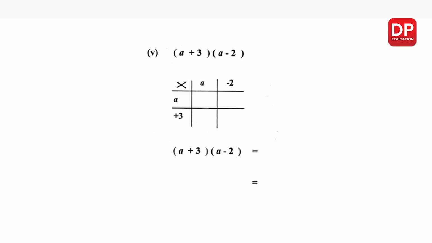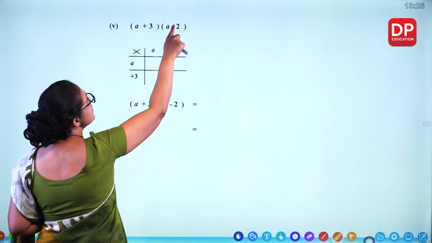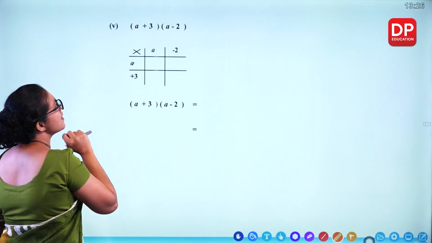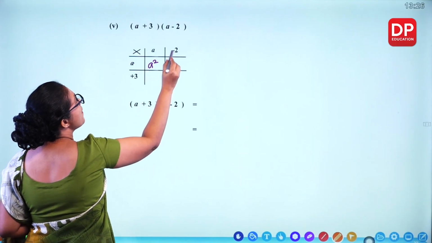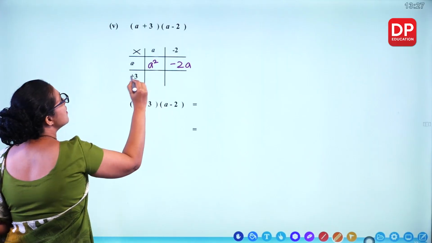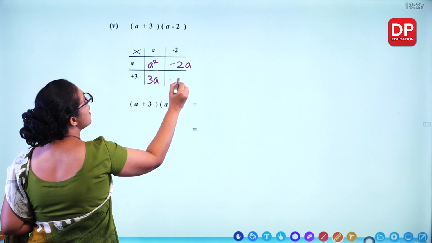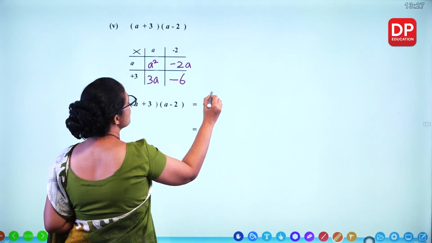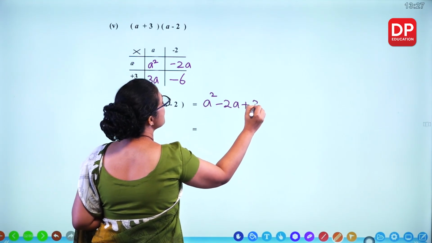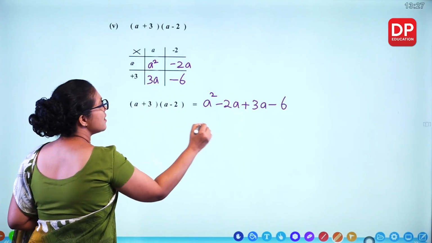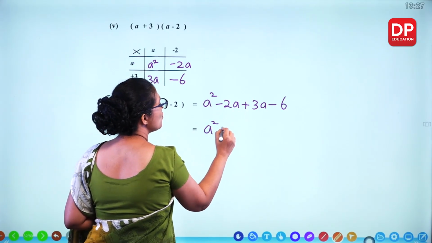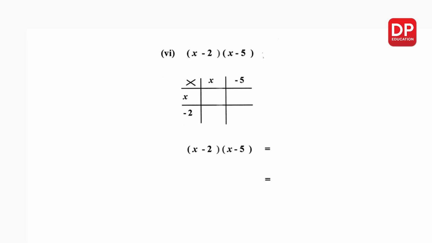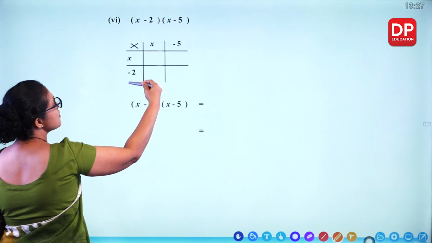This one now has minus. So a minus 2. You can write in one column minus 2, a plus 3 here. a squared minus 2a here, plus 3a and minus 6. Minus into plus is minus. Now what are the terms you are getting? a squared minus 2a plus 3a and minus 6. So simplify, 3 minus 2 is plus 1. That's a minus 6.